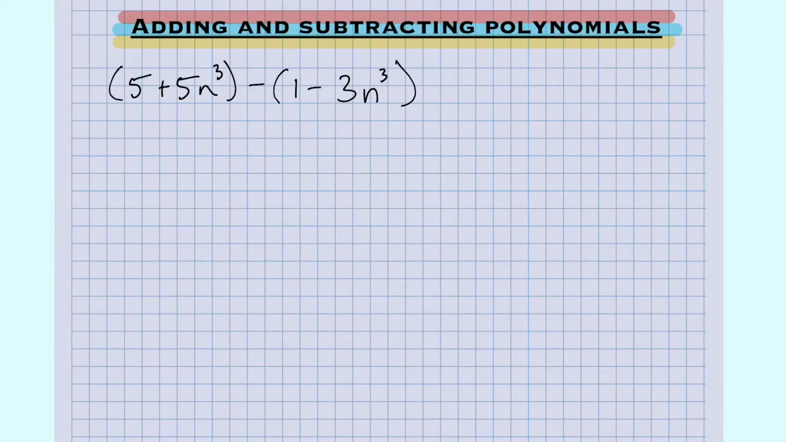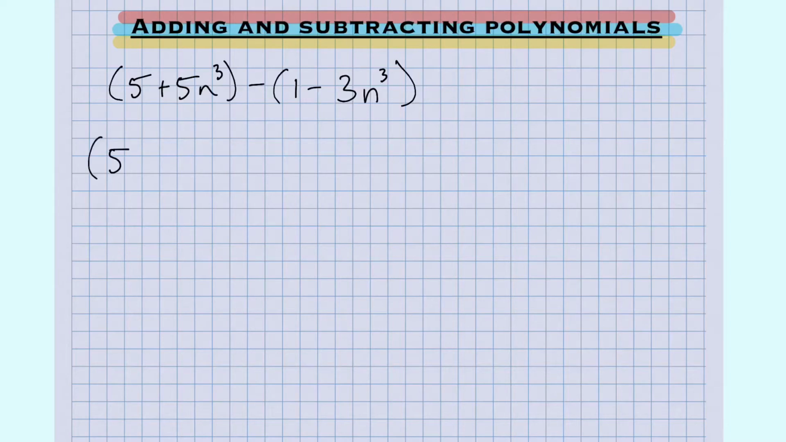All right, adding and subtracting polynomials. In this first example, we're going to subtract this polynomial here from the first one. Okay, now to subtract the polynomials, we have to drop these parentheses. But first, before I drop the parentheses on the second polynomial, we need to distribute this -1 in there.